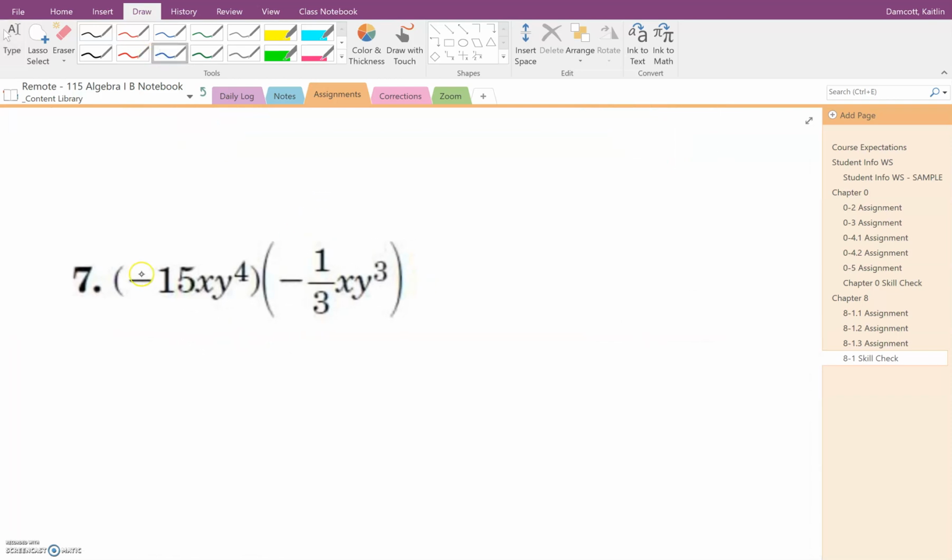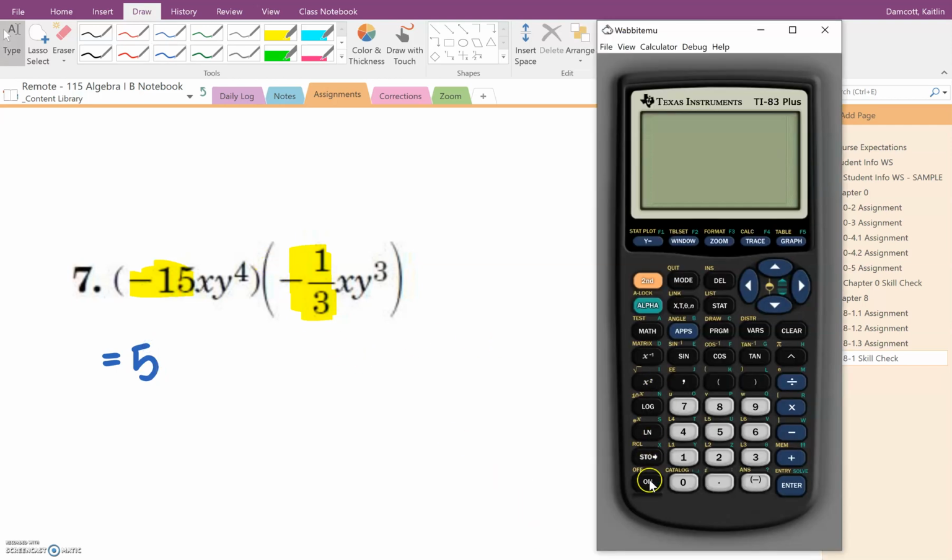All right, keeping it rolling with this. So we do our numbers first. This is a little bit more challenging because there's a fraction. We've got negative 15 times a negative 1/3. Now a negative times a negative is going to give you a positive number, and then 1/3 of 15 is going to be 5. Now, if you are someone where you can't do that in your head, that's okay. We have calculators for this reason.